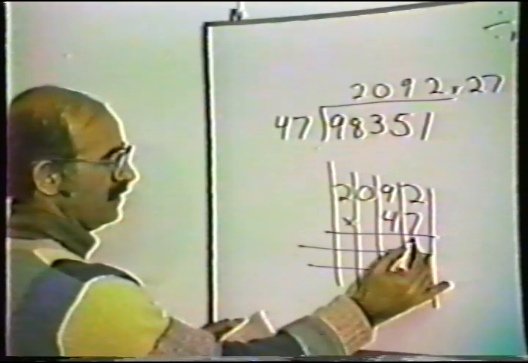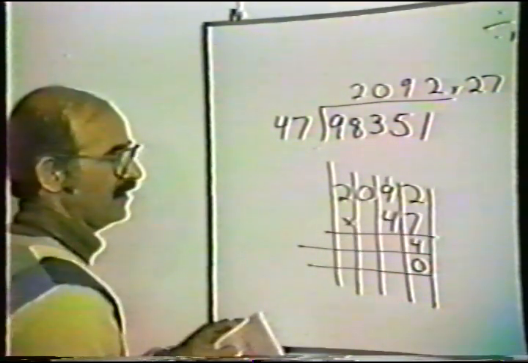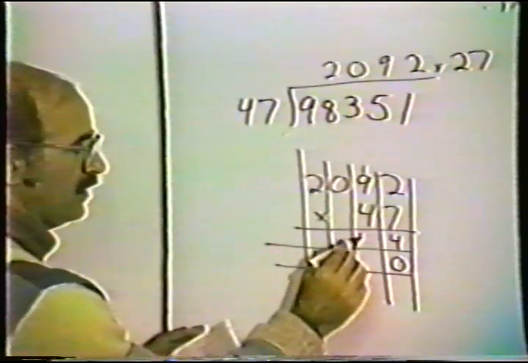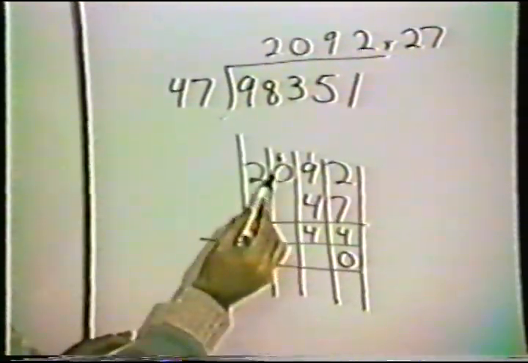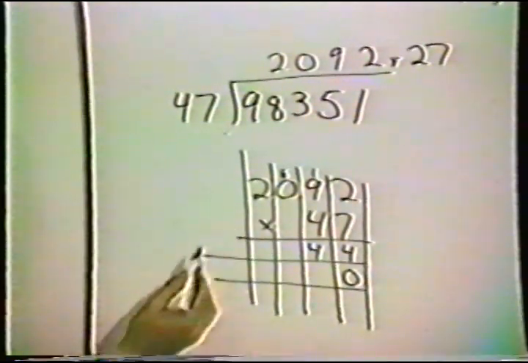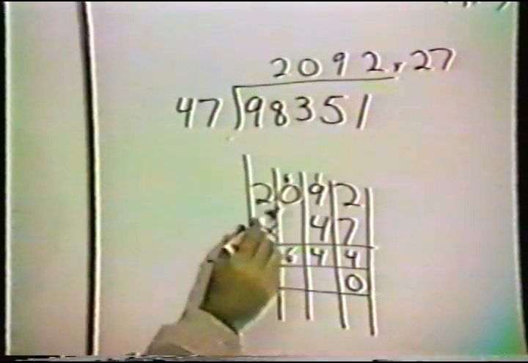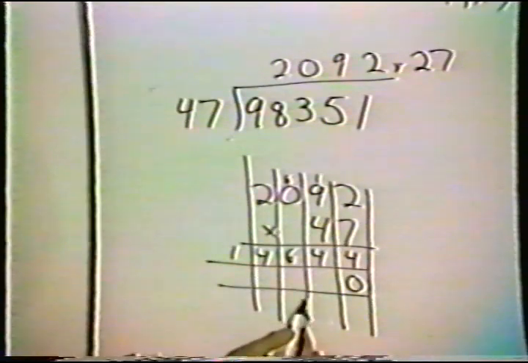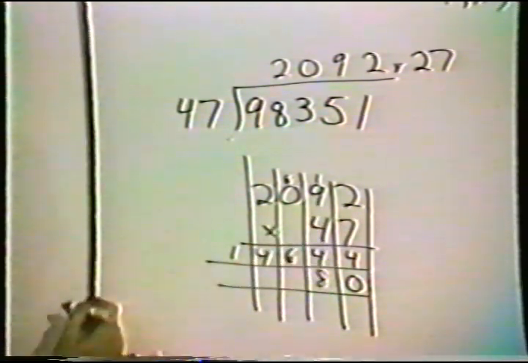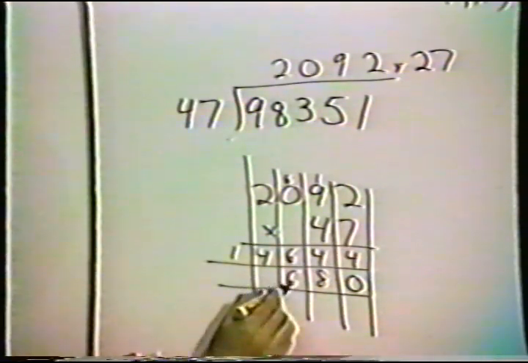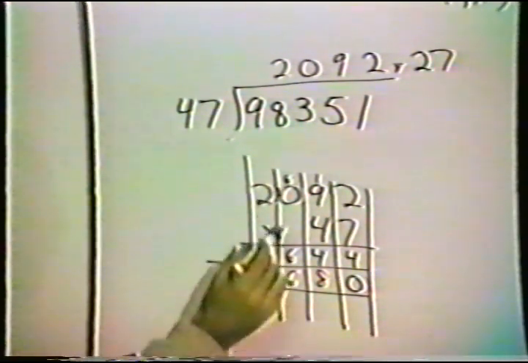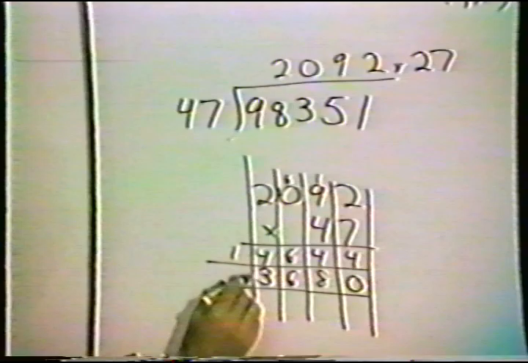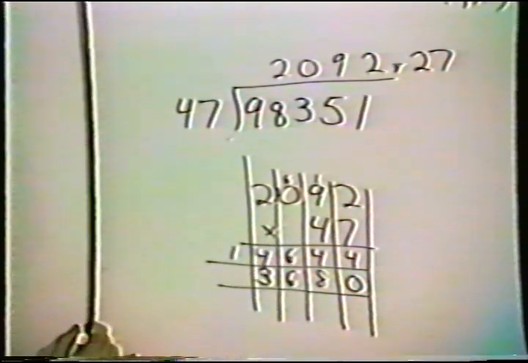2 times 7, 14. Put down 4, carry the 1. 9 times 7, 63, plus 1, 64. Put down 4, carry the 6. 0 times 7 is 0, plus the 6, 6. 2 times 7 is 14. Second row. 2 times 4 is 8. 9 times 4 is 36. Put down the 6, carry the 3. 0 times 4 is 0, plus the 3, 3. 2 times 4 is 8.